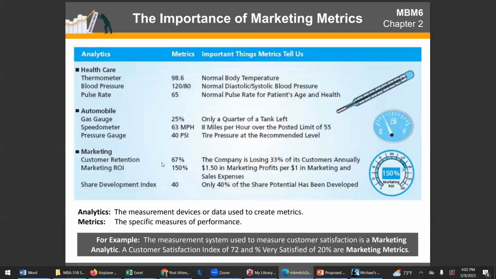We could look at a marketing return on investment metric, okay? And let's say in this hypothetical example, an ROI of 150%, and this is pretty good, I guess we'd have to compare it to historical measures and competitor measures, but at 150%, what we can say is that for every dollar in marketing and sales spending, we are getting back $1.50. Okay.